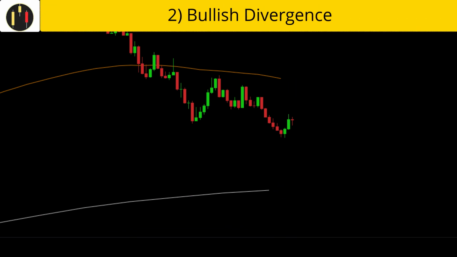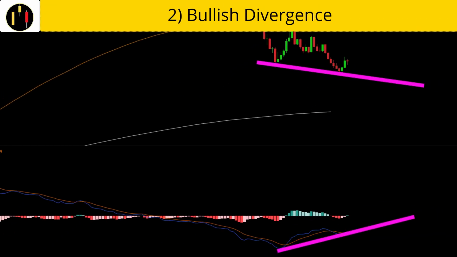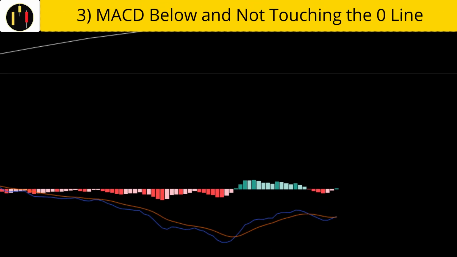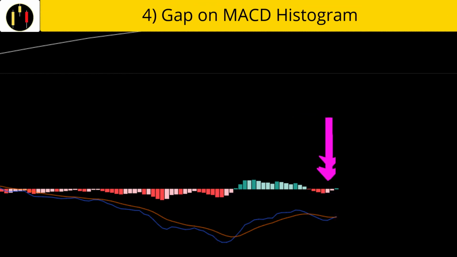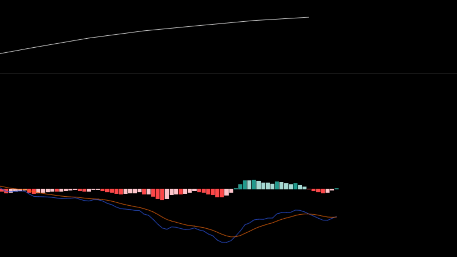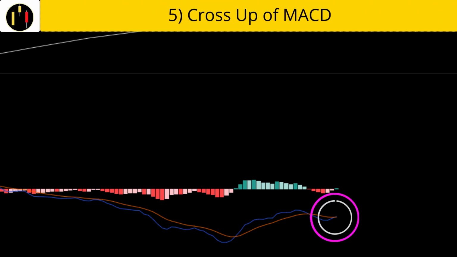The second thing we are looking for is bullish divergence on the MACD, so a lower low on price and a higher low on the MACD. Third, the MACD line must be below the zero line for the entire time that the two lows create the divergence. Fourth, the MACD histogram must have a gap in color where the price is divergent. We want to see 2 red peaks with a green peak in the middle. And finally, we enter on the cross up of the MACD.